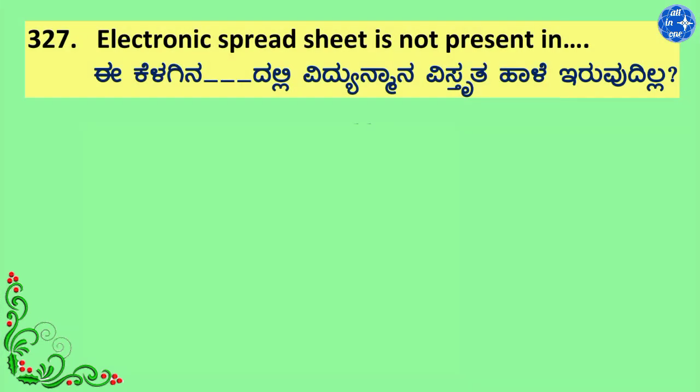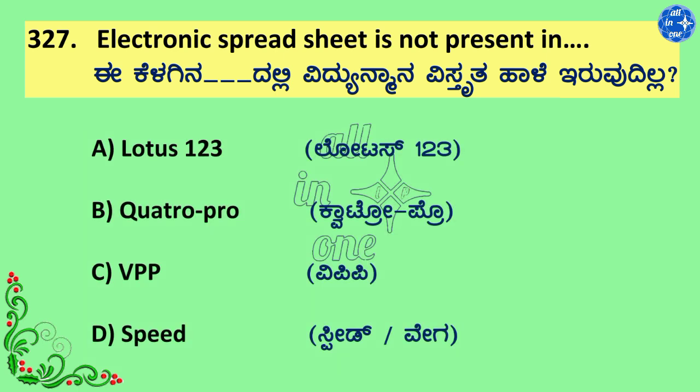Question: electronic spreadsheet is not present in dash. Option: Lotus 123, Quattro Pro, VPP, and Speed. Right answer is Speed.